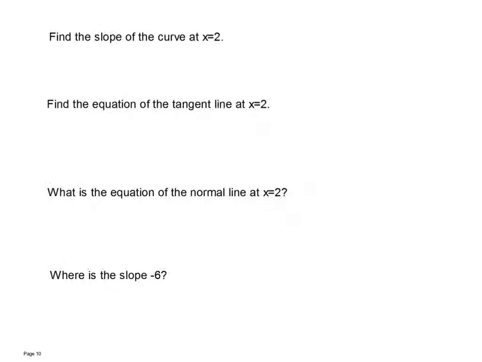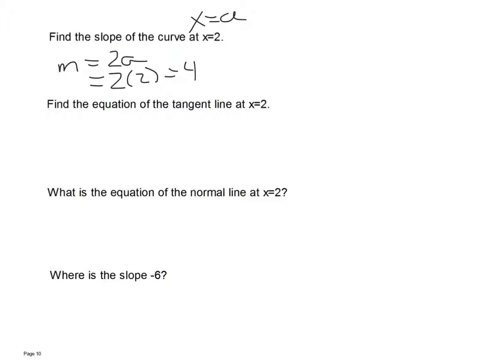So let's find the slope of the curve at x equals 2. So we said slope is 2a, and we said x equals a. So really it's saying that a is 2. So the slope is 4.